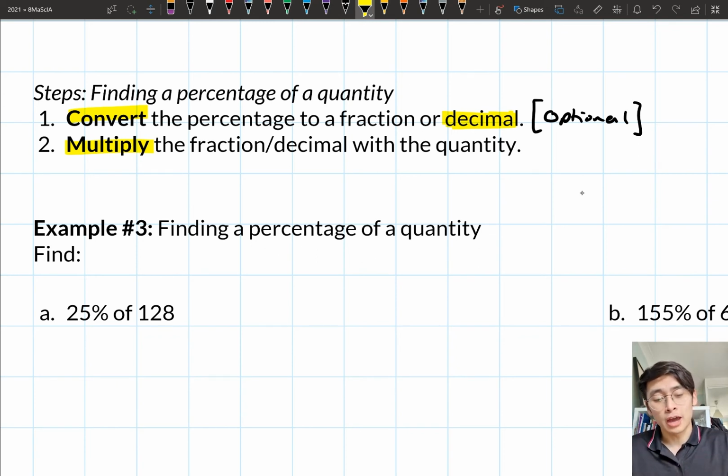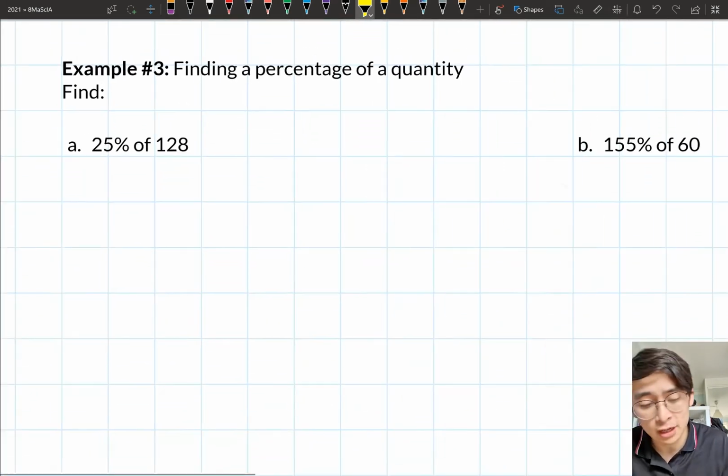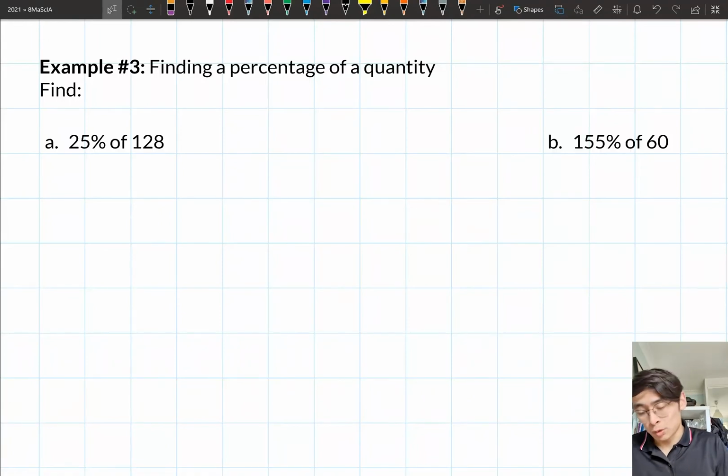So I'm going to show you how to do this with both of these examples. I'm going to do it by a decimal, but I'm also going to show you how to do this in your calculator if you want to use the percent symbol. So here, finding a percentage of a quantity. First one, we want to find 25% of 128. I'm just going to show you the steps I would normally do.